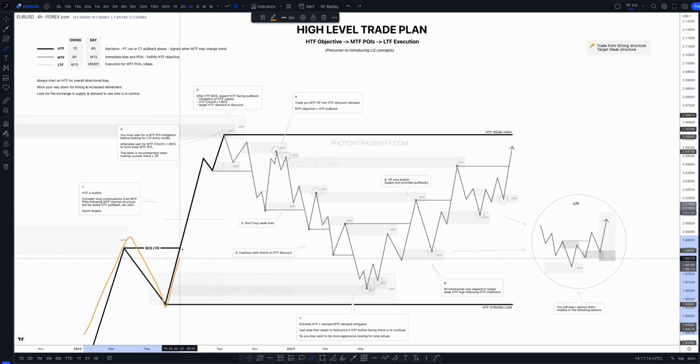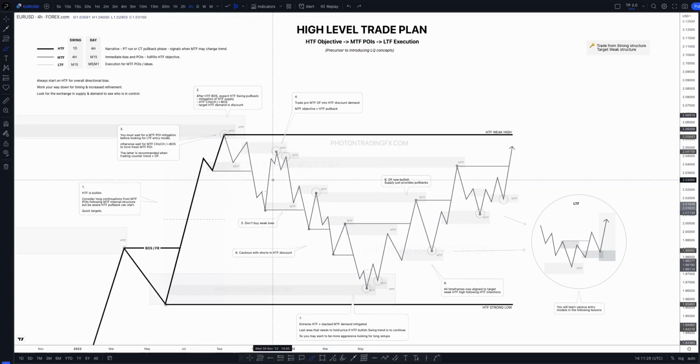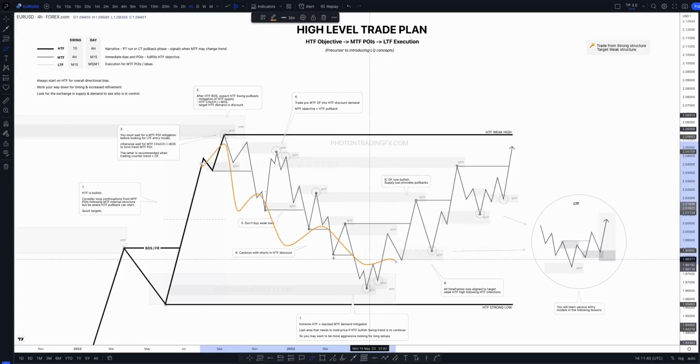Okay, so you have your overall higher time frame. You just want to know, are you currently in the pro trend run phase, or are you in the higher time frame counter trend pullback phase? All right, and the reason why that's important is because it tells you what to expect with your medium time frame. It can signal when you expect your medium time frame to change trend. So i.e. when we're here on the higher time frame and we're in that pro trend run, we know we've had that higher time frame BOS, and what do we expect after a higher time frame BOS? We expect a higher time frame swing pullback.